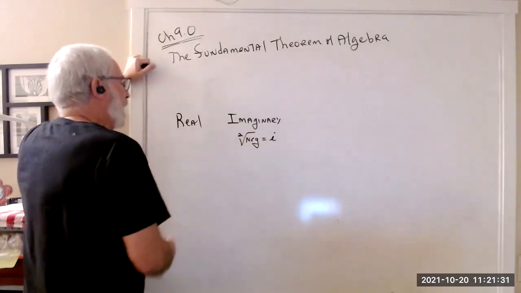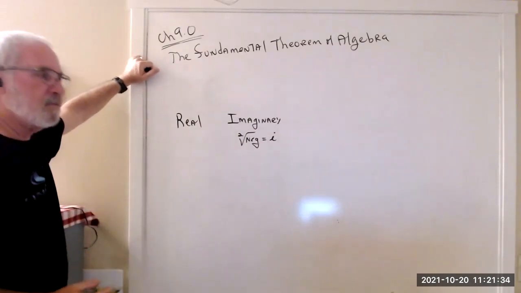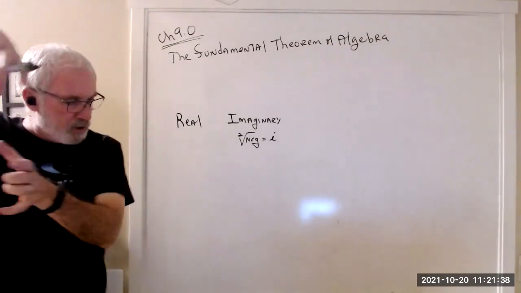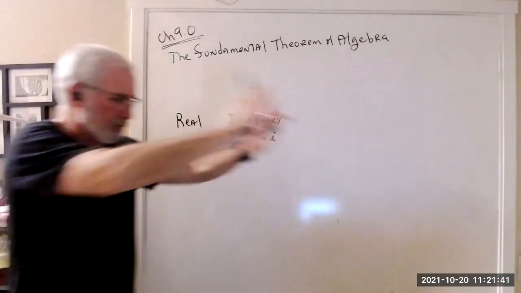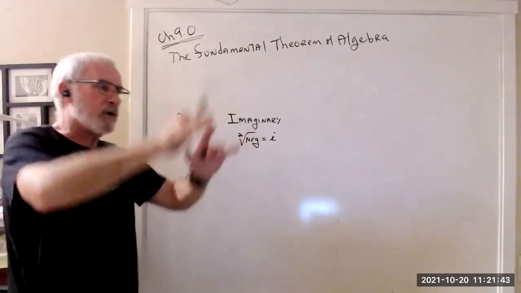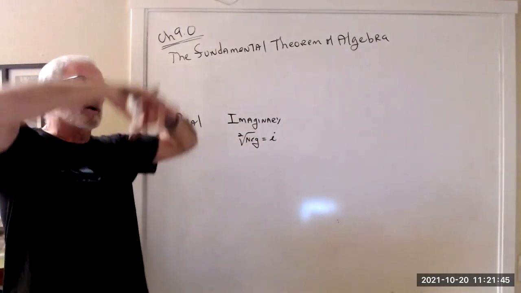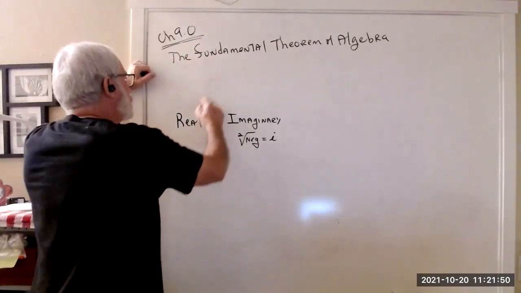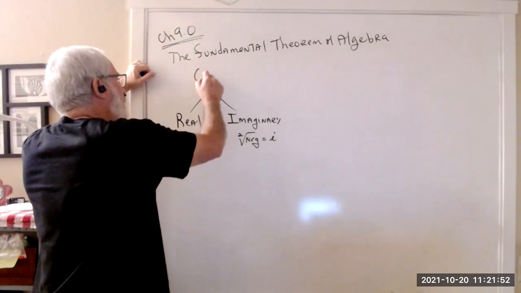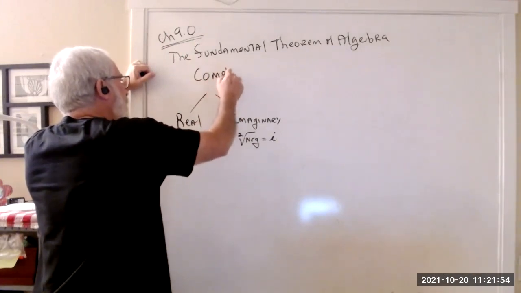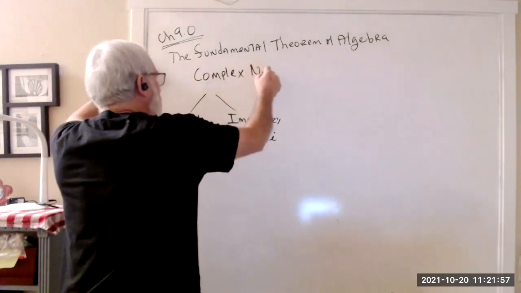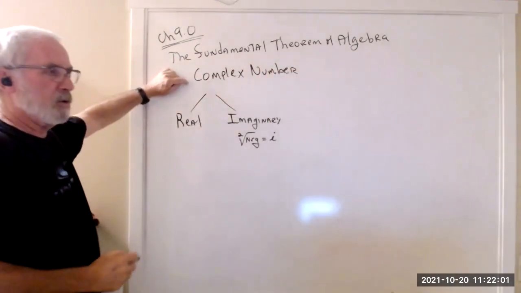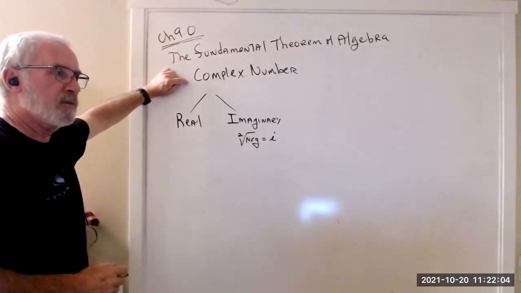Mathematicians decided we can separate the reals over here, we can separate the imaginaries here. But what if we want to talk about them as one big giant group of numbers? Then they introduce a new concept called the complex number system. And so the new vocabulary word is complex numbers.